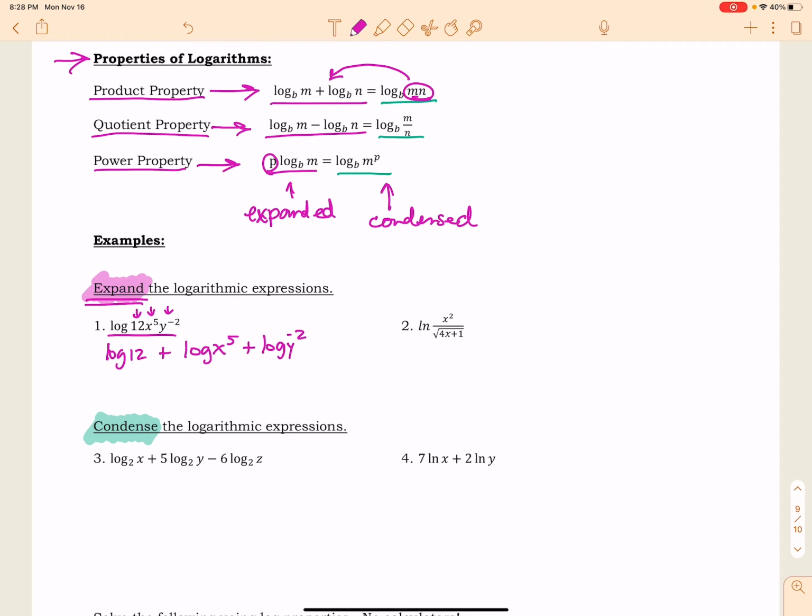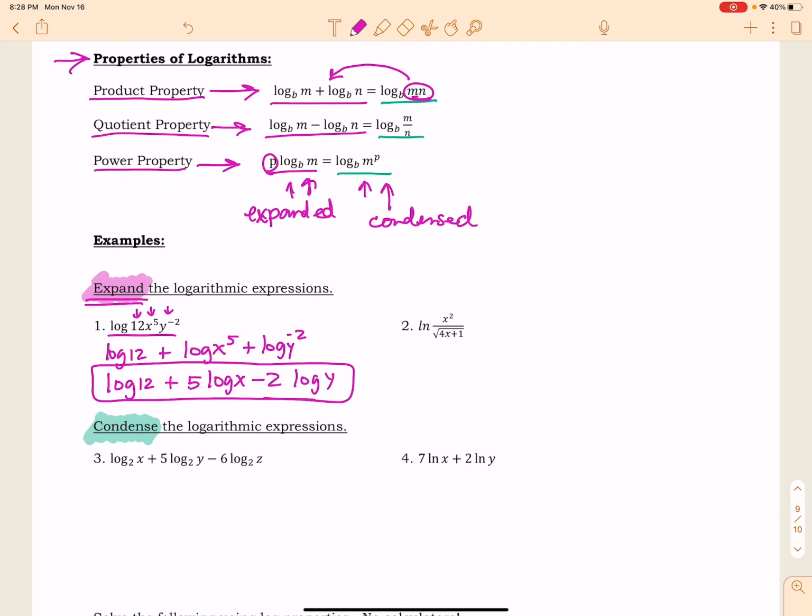All right, now I'm going to use the power property to move from the condensed form to the expanded form by moving the exponent down into the front of the term. So I've got log 12 plus 5 log of x minus 2 log of y. And that's all we're doing. We're not going to solve right now. We are learning how to do this so that we can use it for solving, but we're not solving right now. These don't have any equal signs.